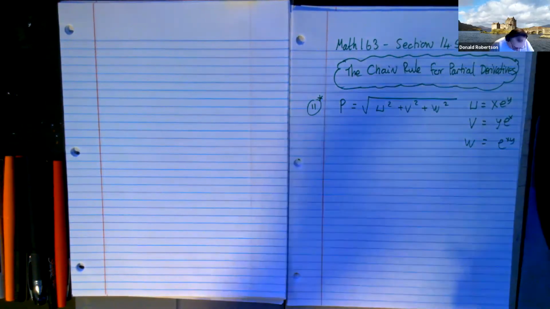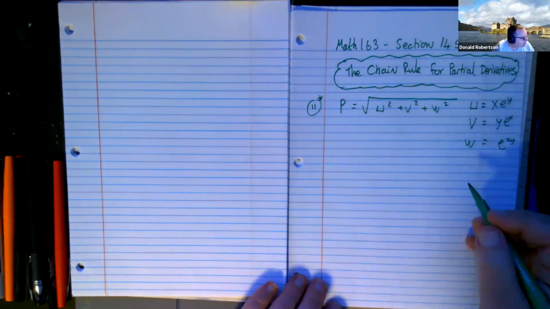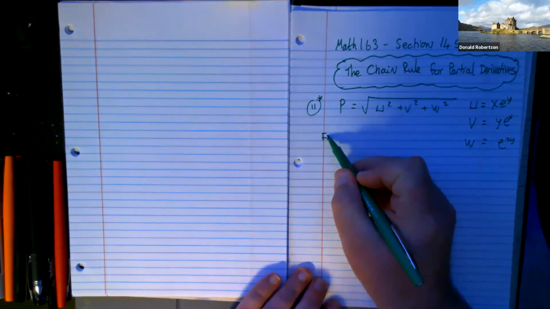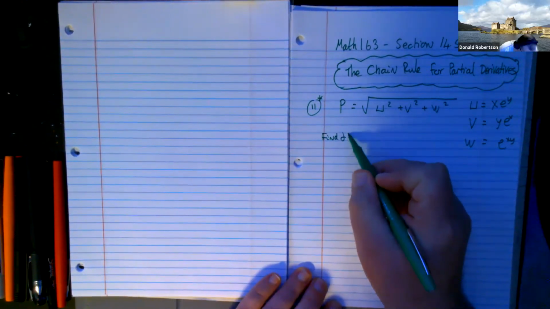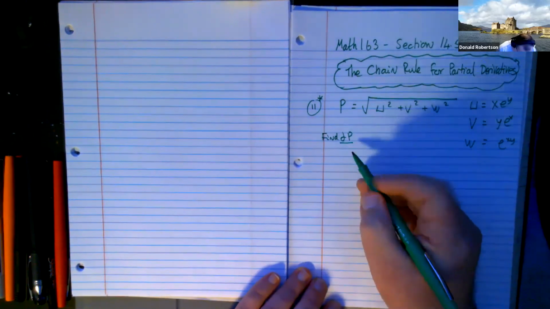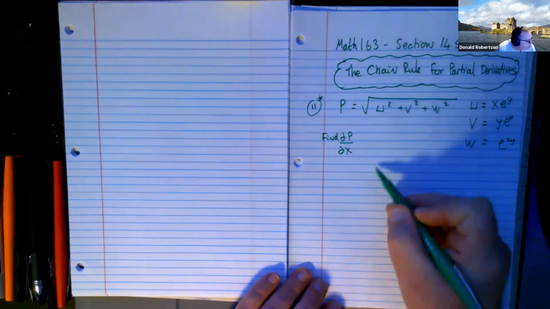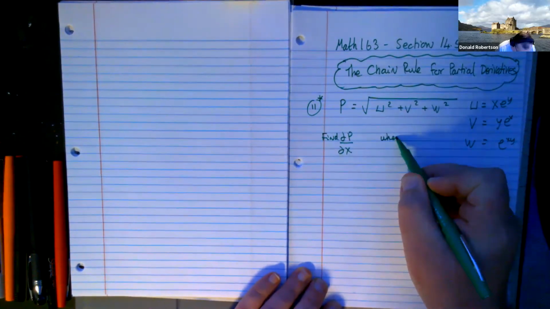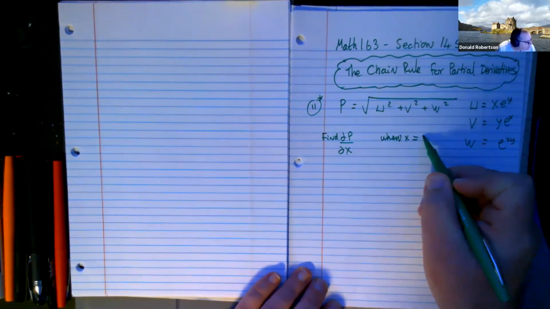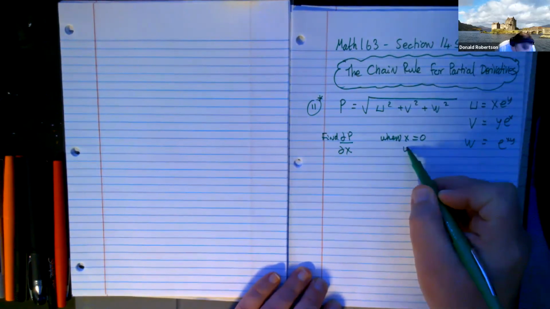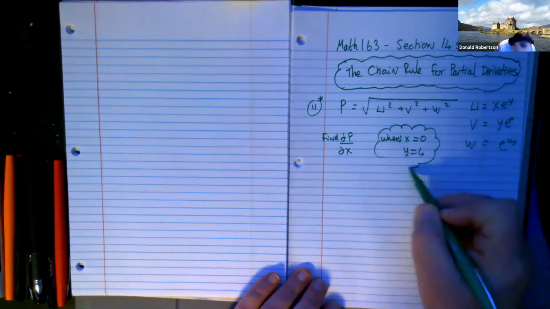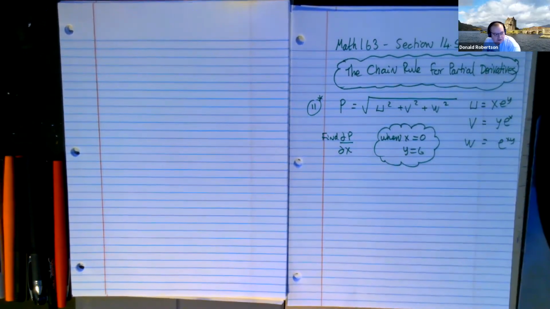And you've been asked to evaluate a particular partial derivative. Let's just do one of them: the partial derivative dP by dx. And you have to do it at one particular point, when x is 0 and y is 6. So that's really the new piece, and that's probably not going to be a big deal. It's just plug and chug.